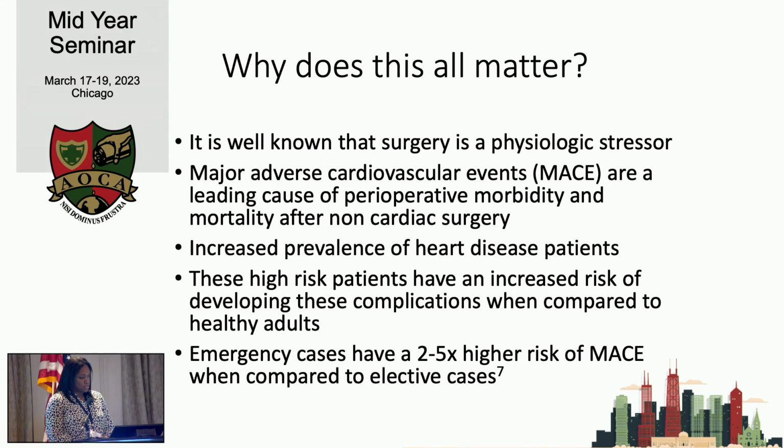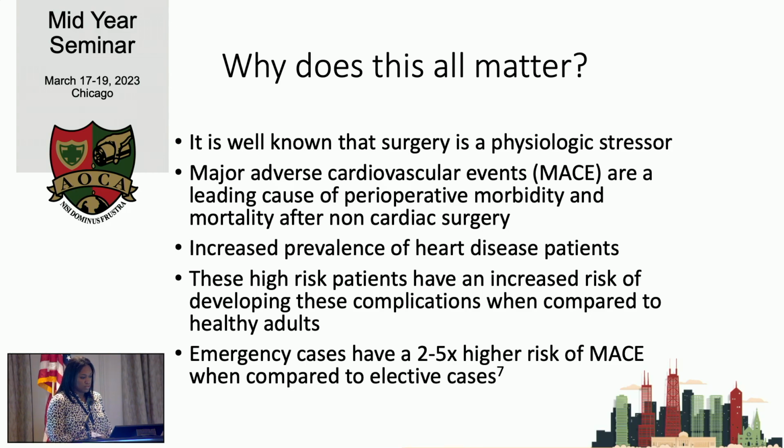These patients are high risk, and they're at increased risk for developing complications when compared to healthy adults. And to add on to that, emergency cases have a 2 to 5 times higher risk of these MACE events when compared to elective cases. So we have sicker patients that we ultimately want to get through surgery as easily as possible. And how do we do that?